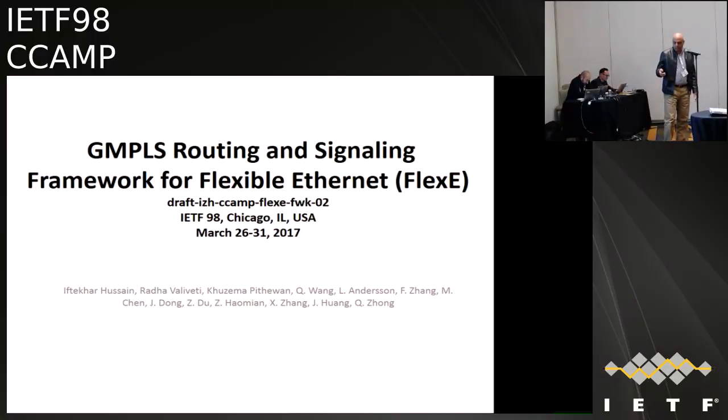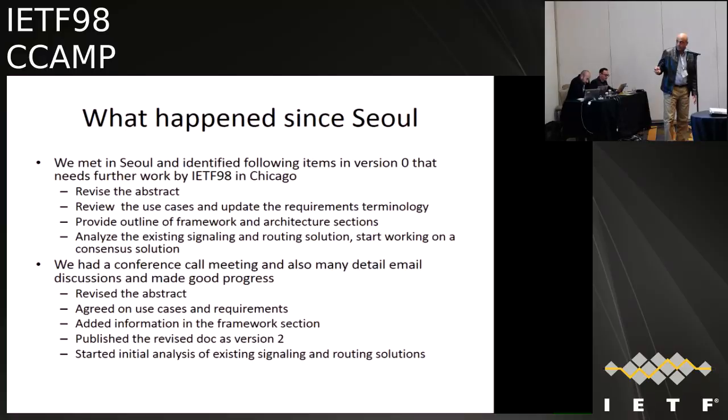So I'm just going to give a status update. I'm going to skip, for example, what the problem is with Flexseq. Just a status since Seoul. We identified the things which need to be done: revise the abstract, review the use cases, update the requirements, provide more content in the framework and architecture section, analyze the existing solutions and start working on that. Since then, we revised the abstract. We agreed on the use cases. We had several meetings, including one conference call and a lot of discussions on email. We added information to the framework section and published the revised framework as version 2. And we have started initial discussion on the existing solutions.